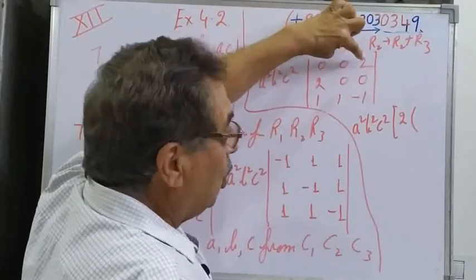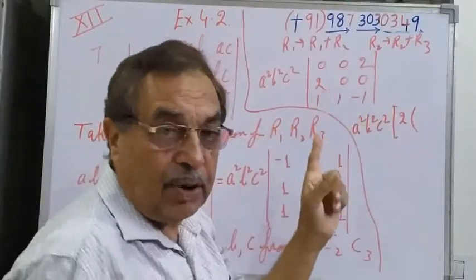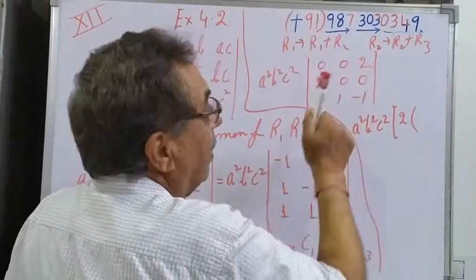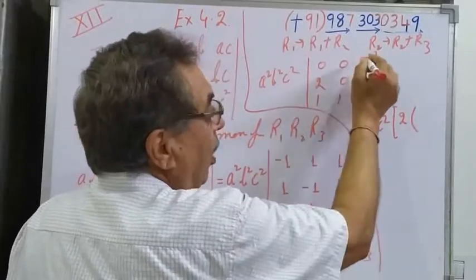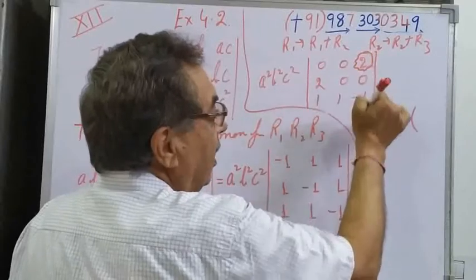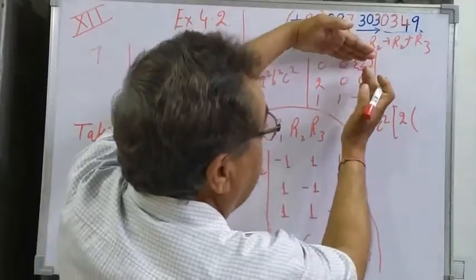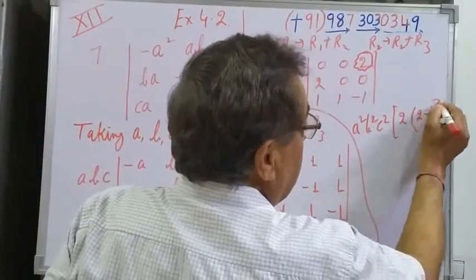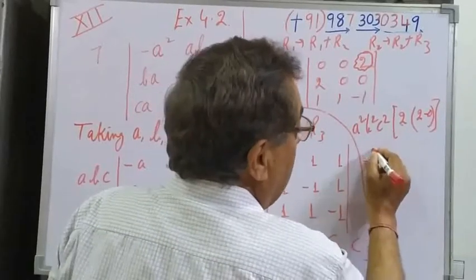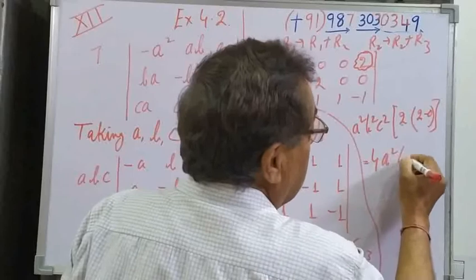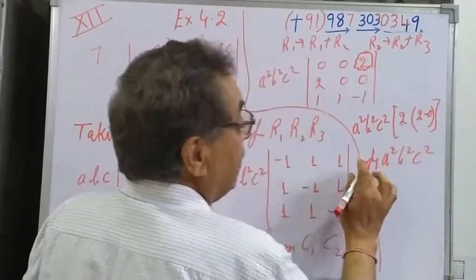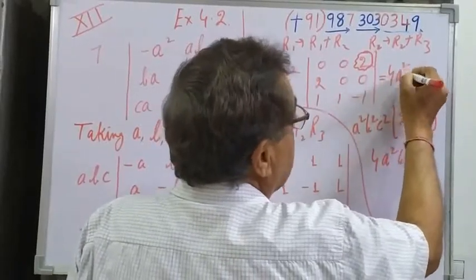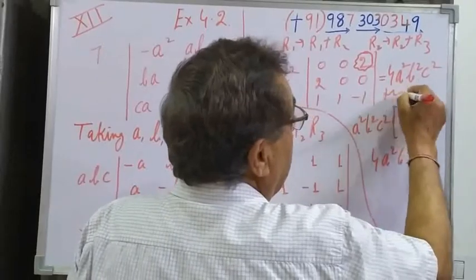The third element 2, I write down outside. How to expand the determinant we have done in the previous lecture. I hide R1 and C3 because 2 lies in R1 and C3. After hiding these, what will we have? 2 ones are 2 minus 0, 2 minus 0. This is the way. 2 twos are 4. So the answer comes to be 4 a square b square c square, and this is what you have to prove. So we can write this whole is equal to 4a square b square c square, and hence proved.